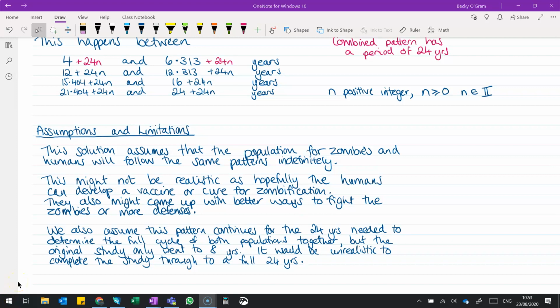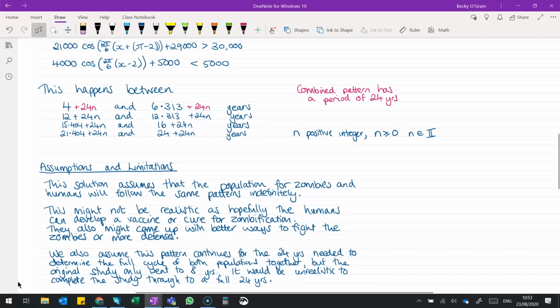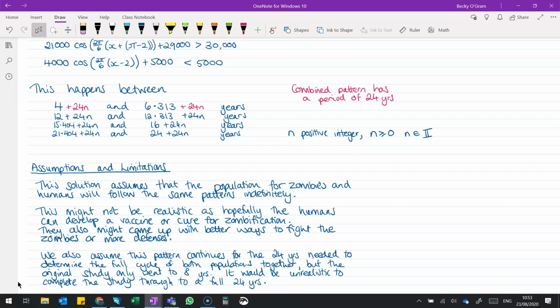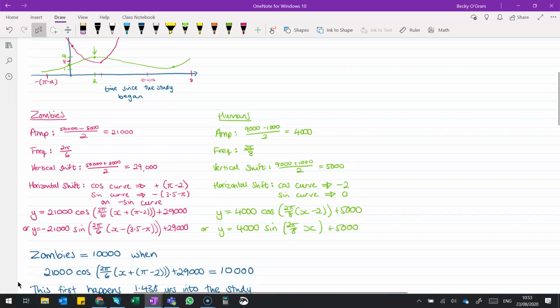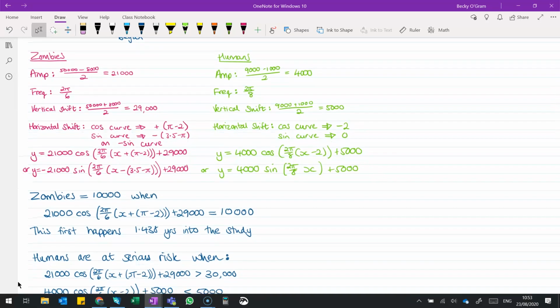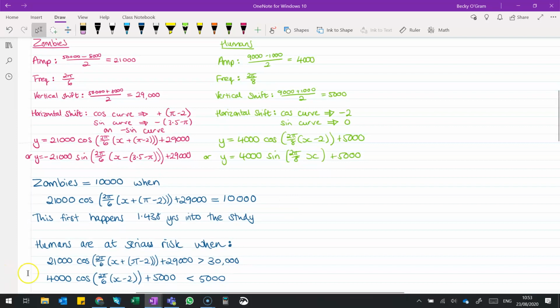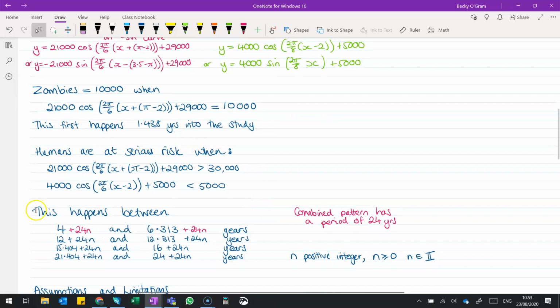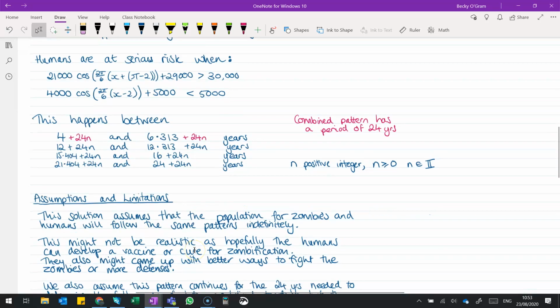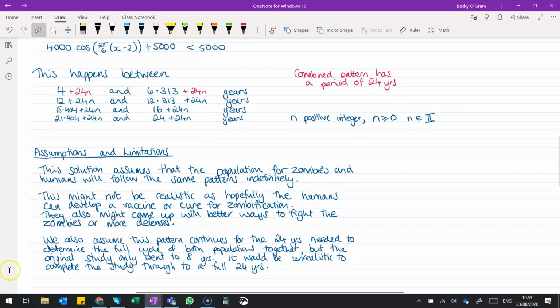All right, so that was a fairly lengthy video, just making sure that we've got everything covered and explained all the way through to what you need for excellence, which is this last bit here. So in terms of how this would be marked, going through getting the equations and doing a simple answer on the first one that we saw, of when the zombies got to 10,000, gets you to your achieved mark. Figuring out the first instances of when the humans are at risk and finding those intervals without the 24n would get you merit. Introducing that general idea of the 24n and discussing assumptions and limitations would get you the excellence.